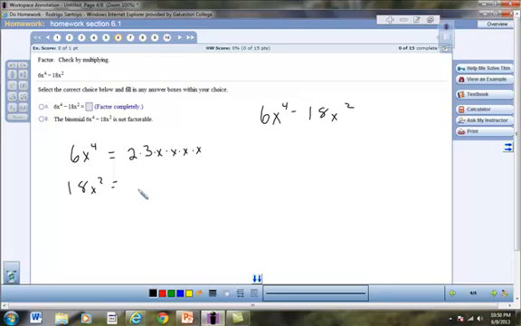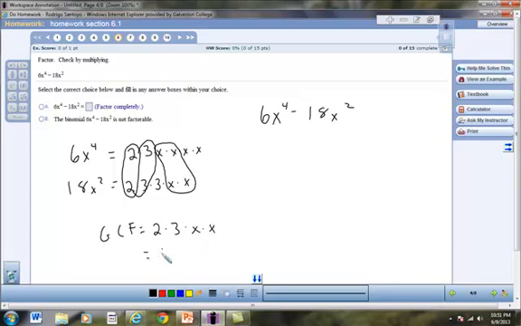18 is 9 times 2, and we can break up 9 to 3 and 3, and we have 2 x's. So here we get our GCF to be, we see 2, we see 3, and then we're going to see x by x. It's going to be 6x squared. Well, once again, we divide both of those by 6x squared.